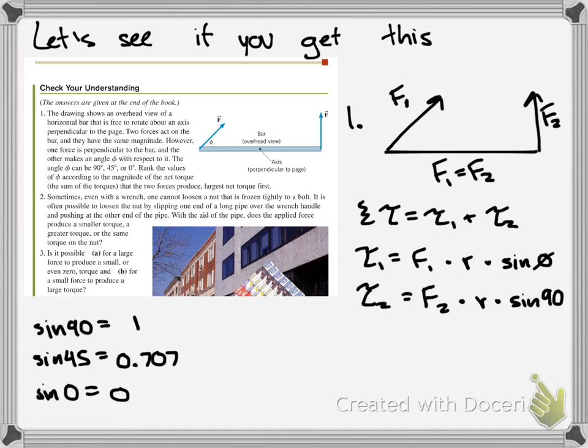And then when you plug in sine 0, you get 0. So anytime you multiply anything by 0, the result is 0. So by that logic, the biggest torque produced is by sine 90, then by sine 45, and then by sine 0.